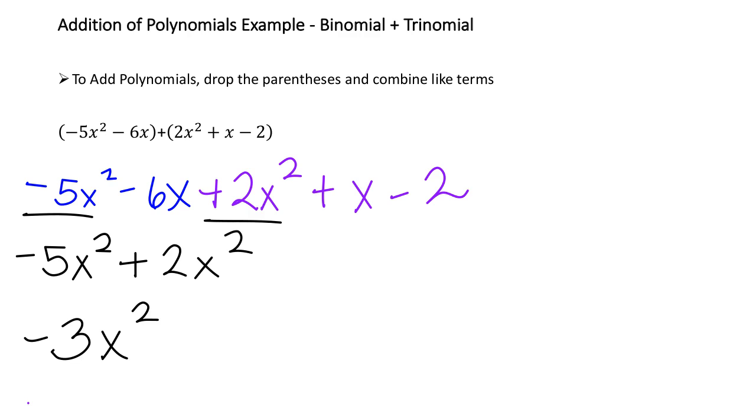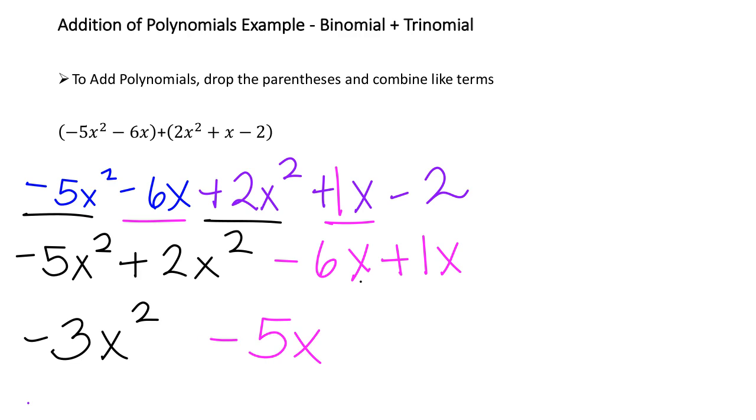Now, for my next piece, I have a negative 6x and a positive, and this would be considered a 1x. So if there's not a coefficient, it's understood to be 1. That's our default condition. Again, these are like terms because we have x, and there's not a power, but that's understood to be 1 as well. That's our default on the power. Adding the coefficients but keeping our variable the same, negative 6 plus 1 would give me negative 5, and we keep the x.